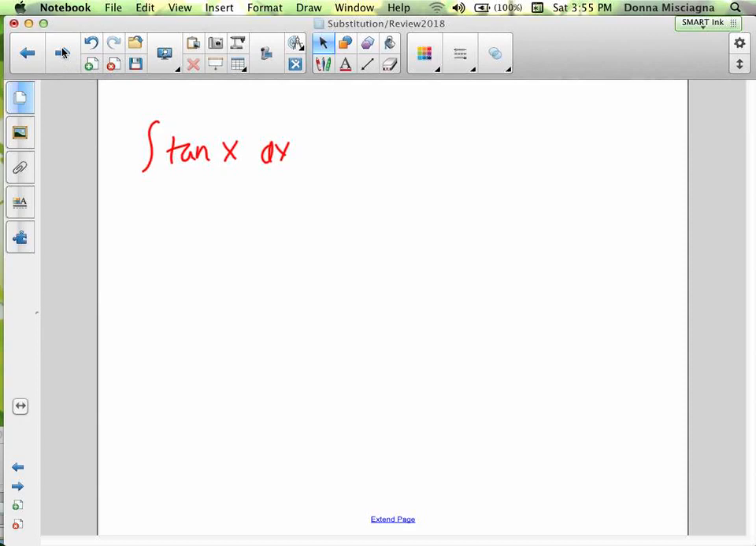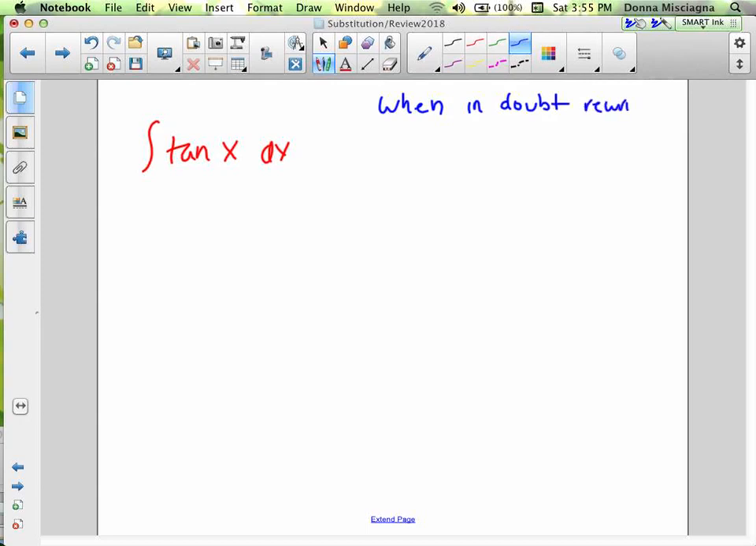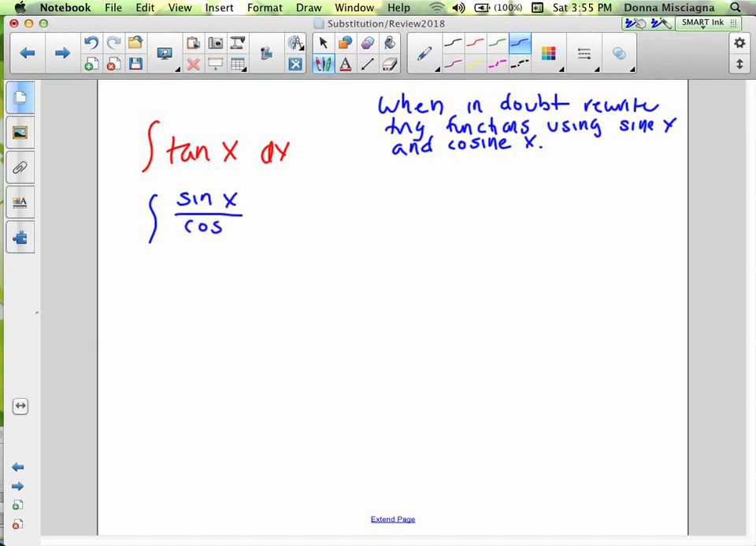So here's going to be my helpful hint. When in doubt, rewrite trig functions using sine and cosine. All right, so that's going to make this the integral of sine x over cosine x dx. Now, could we use substitution? Right, because there's nothing to undo that other than if substitution works.